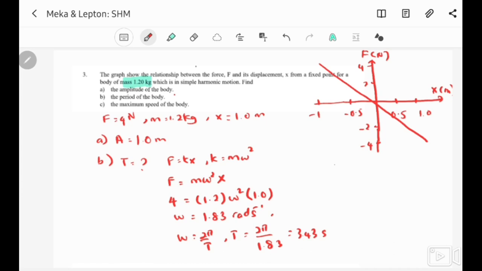And question C, it wants the maximum speed of the body. So for maximum speed, we want v equal to a omega. We already have a, which is 1, and omega is 1.83. So here we get 1.83 velocity, the unit is meter per second. So settle for question number 3.